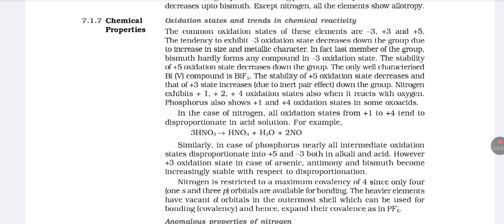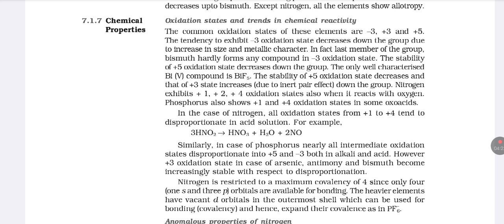The stability of the +5 oxidation state decreases down the group. The only well characterized compound of bismuth in the +5 oxidation state is BiF5. The stability of the +5 oxidation state decreases down the group and that of the +3 state increases due to the inert pair effect.